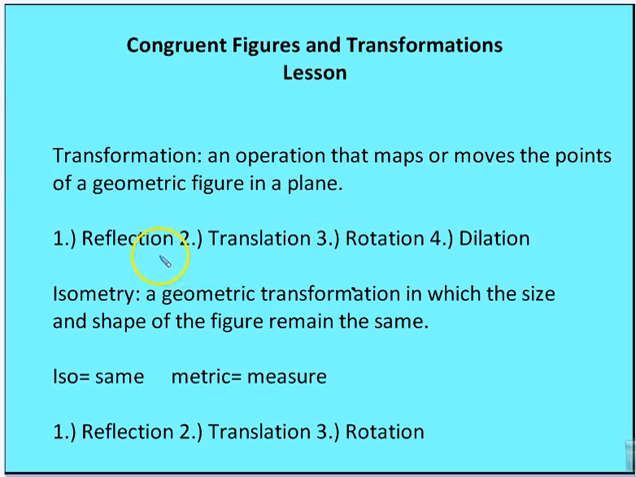Let's also consider a subcategory, and we're going to define each of these in just a moment. Let's talk about the first three. These are called isometries because they are transformations in which the size and shape of the figure remain the same. So iso, same, metric, measure. Reflections, translations, and rotations are the first three we're going to cover. Those are isometries. The last, dilation, because the size of the object changes, is not considered an isometry.